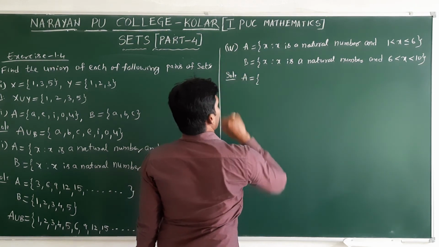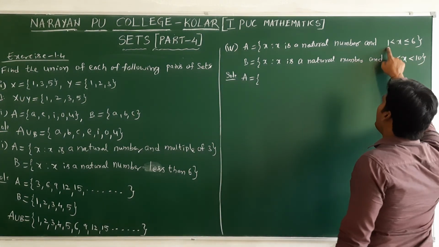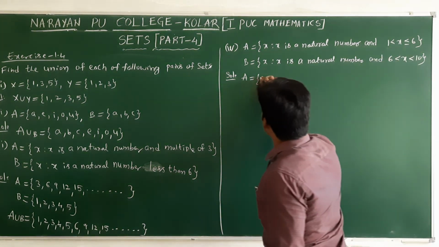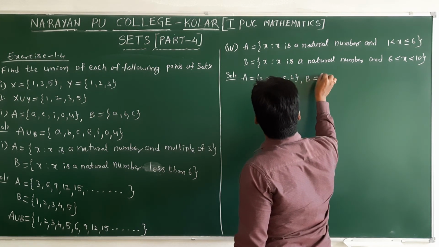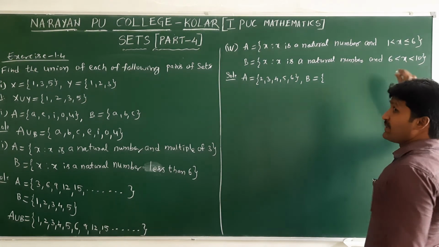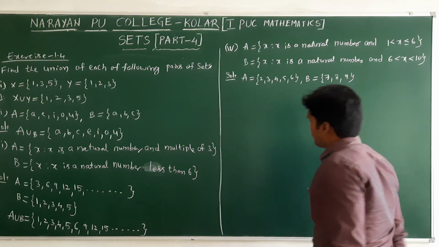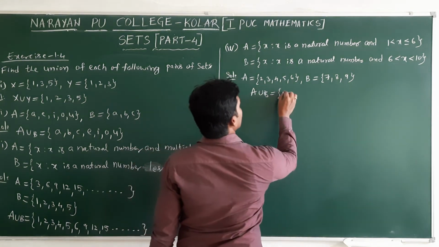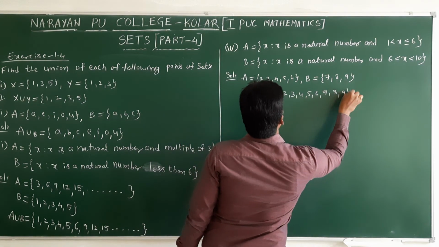First, the A set. X is a natural number and 1 less than x less than or equal to 6. Here 1 is not included, so more than 1 and less than or equal to 6. That's why 2 onwards: 2, 3, 4, 5, 6. B set. X is a natural number lying between 6 and 10. Between means 6 and 10 are not included: 7, 8, 9. Now we can write A union B easily. Combine this. What will you get? 2, 3, 4, 5, 6, 7, 8, 9.